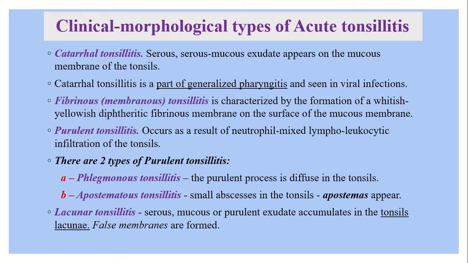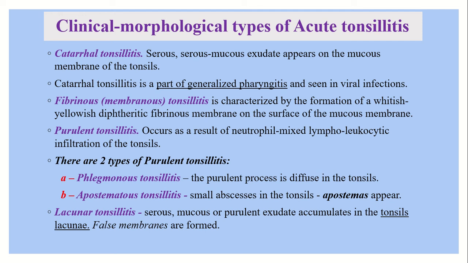There are some clinical morphological types of acute tonsillitis depending on the characteristics of the pathogenetic process. From general pathology, you remember catarrhal tonsillitis, where serous mucosal exudate appears on the tonsillar mucosa. Catarrhal tonsillitis is part of the generalized pharyngitis seen in viral infections. Another kind is fibrinous or membranous tonsillitis, characterized by the formation of a whitish, yellowish, diphtheritic fibrinous membrane on the surface of the mucosa.